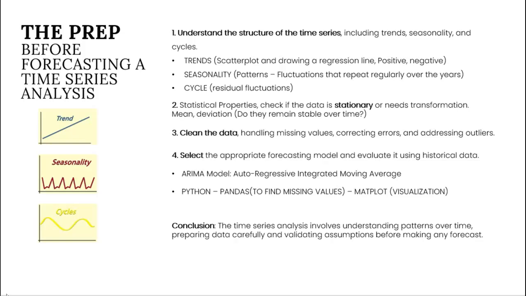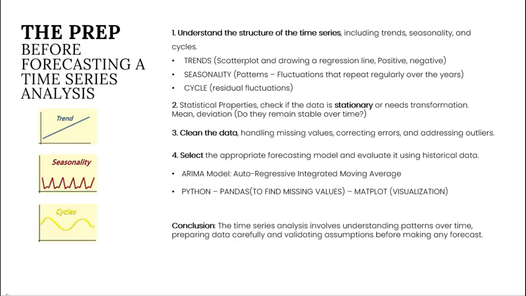Second, it's important to check whether the data is stationary or needs transformation. In other words, do the statistical properties, such as the mean and variance, remain stable over time? If they don't, it may be necessary to apply transformation, such as differencing, to stabilize the series before building a forecasting model.